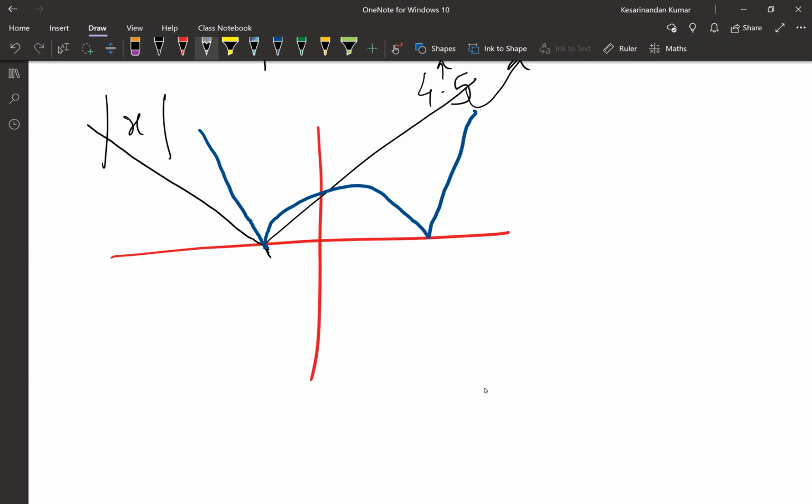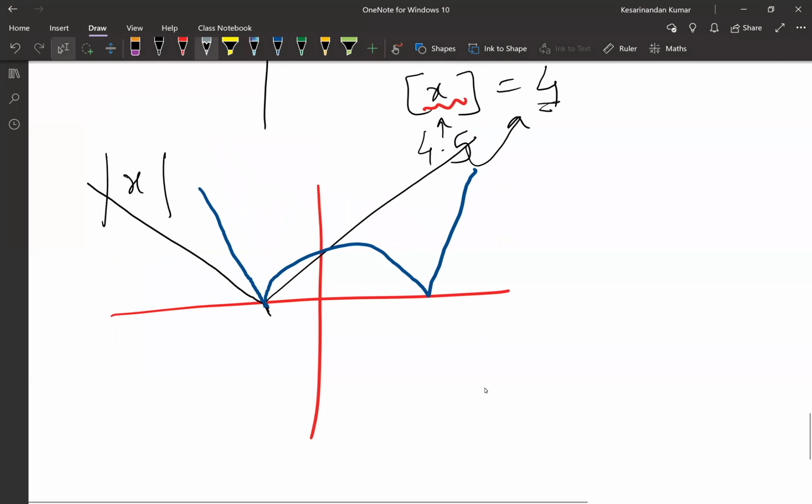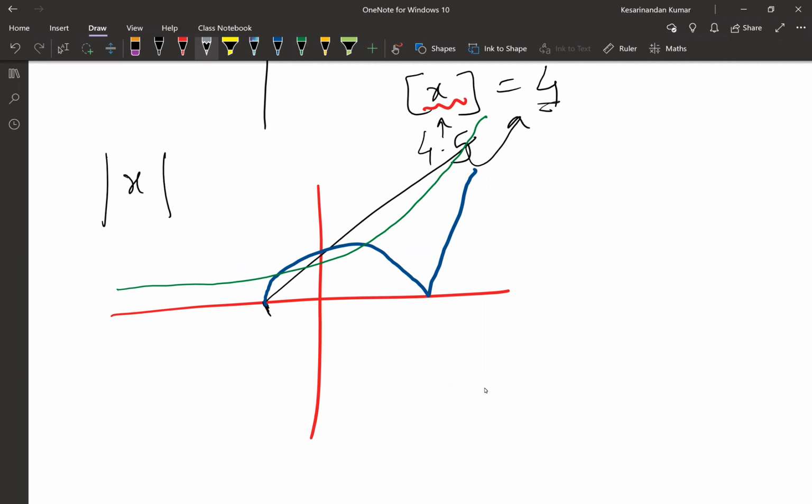So let's see how the log works. Or this is your 2 raised to x graph, the green one. How will its modulus look? How will the modulus look for this one, for the green one?